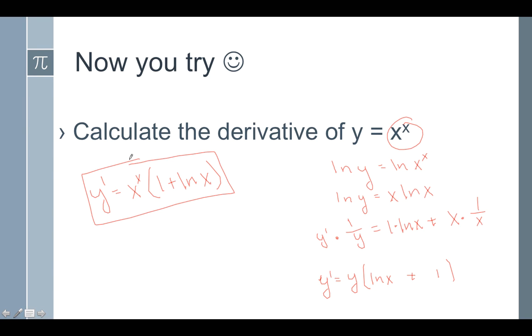Which is kind of cool, being able to use exponential functions and logarithms in order to solve complicated derivatives. All right, I'm going to leave you guys with that. That will wrap up Unit 4. We have our test coming up next week, so make sure you guys are studying, and I will see you guys tomorrow.